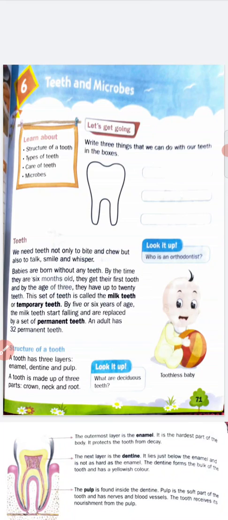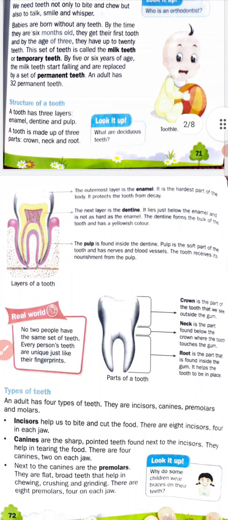Student, we have discussed in the previous lecture chapter number 6, teeth and microbes, and we discussed teeth. Now, student, we will discuss in this lecture the structure of our tooth. Our tooth has 3 layers: enamel, dentine and pulp. You can see this diagram also.